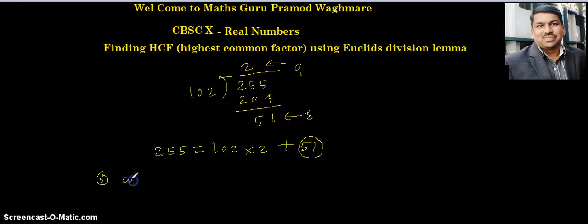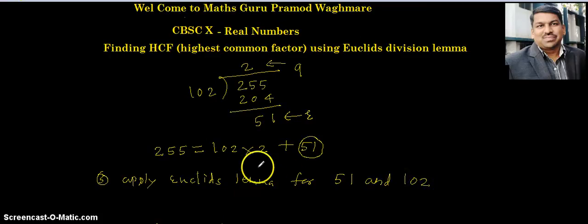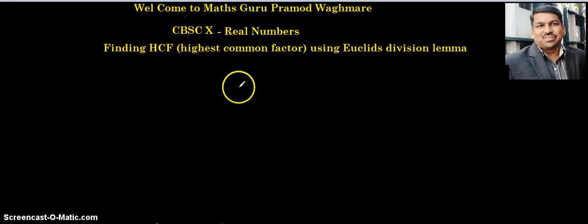Again we have to apply Euclid's lemma for 51 and 102. Okay. Apply means we have to divide 102 by 51 and then we have to observe the remainder, and if the remainder is 0 then the divisor is the SCF, and if the remainder is not 0 we have to continue this process. Let us see. Now we divide 102 by 51.